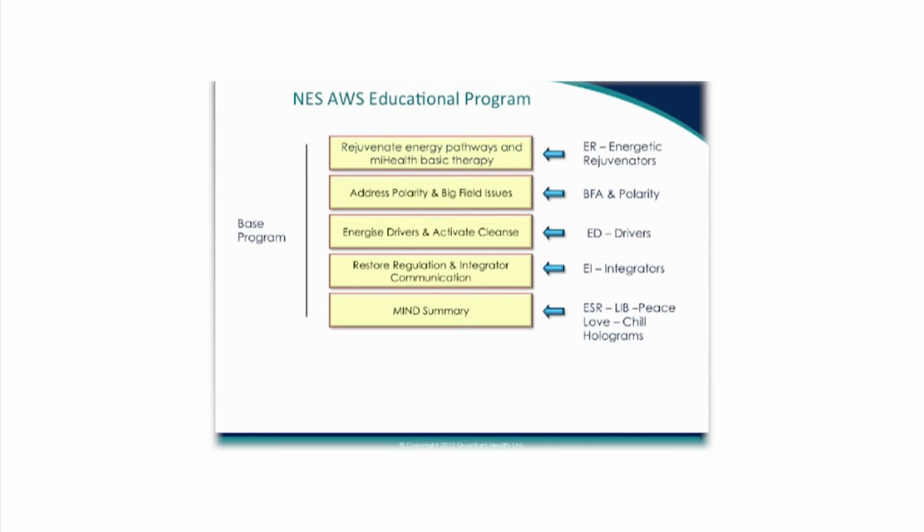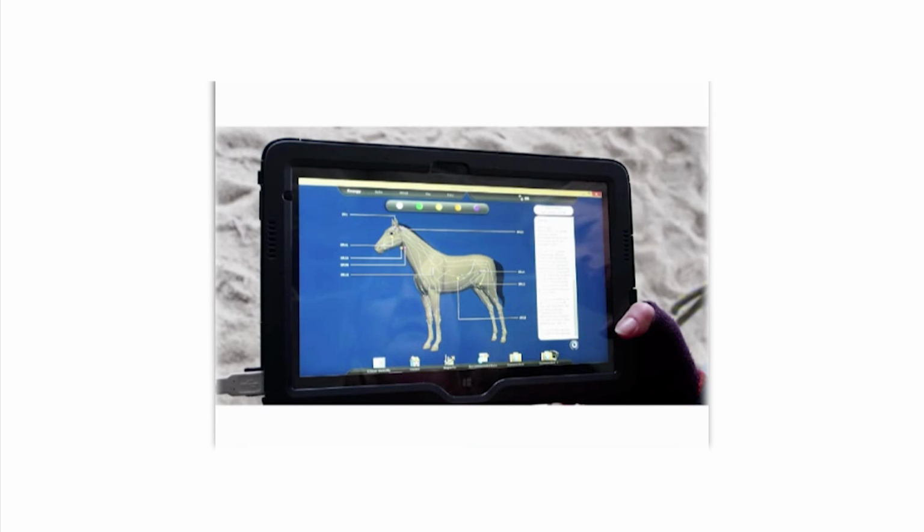Now the animal wellness system, the program still follows the same education online and in workshops, the same as the human process. So all the background information is just the same for ERs, working through each of the areas all the way through to the holograms. And we're making a lot more use of tablets and mobile equipment with the animal system.